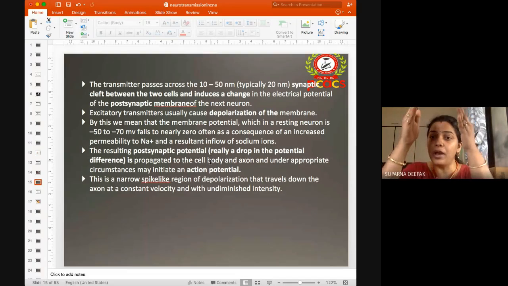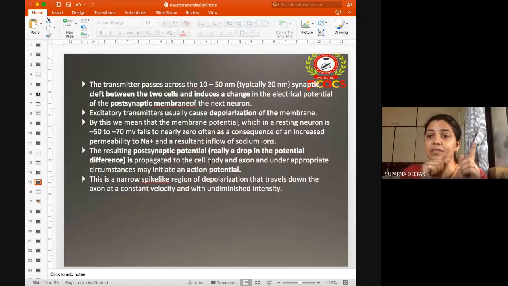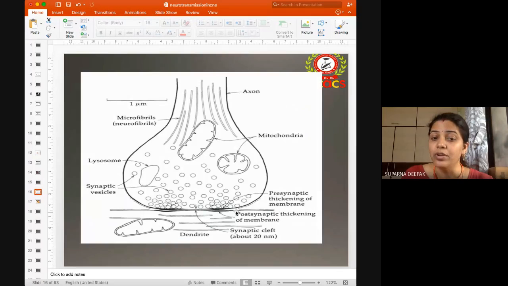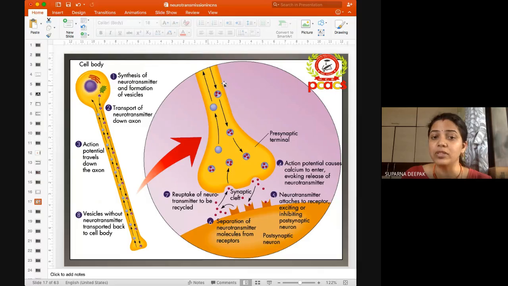So we show it as if an electric change is taking place, an electric spike is running along a neuron. So what is running? It is your depolarization that travels down the axon at a constant velocity and with an undiminished intensity. That means it is just as strong all the way till the end, where it is going to travel. Okay, so this is the same thing that we have talked about. This is the whole thing.